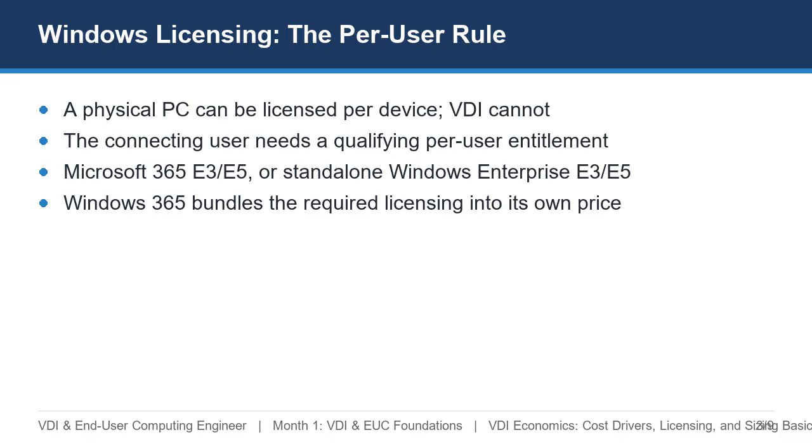Here's the rule that trips up people coming from traditional desktop IT. A physical Windows PC can be licensed per device, but accessing Windows Enterprise virtual desktops for corporate use requires the connecting user to hold a qualifying per-user entitlement. The most common paths are Microsoft 365 E3 or E5, or a standalone Windows Enterprise E3 or E5 subscription. Windows 365 bundles the required Windows, Intune, and Entra ID licensing directly into its own cloud PC subscription price.